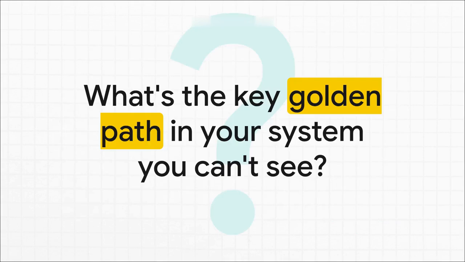So, I'll just leave you with this one question to think about. What's the most important golden path in your system that right now you just can't see from end to end? What's your biggest black box? Because figuring that out, that's the very first step to solving your next big mystery before it even has a chance to begin.